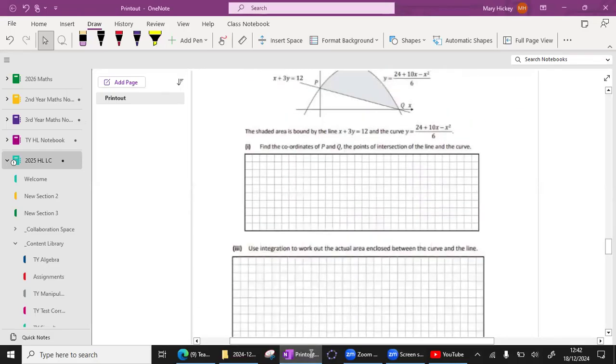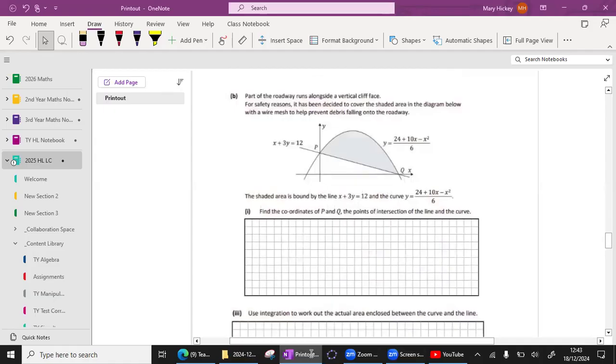Now, in the next one, we want to find out the area enclosed between the curve and the line. So what we have to do really is, first of all, we need to know the points of intersection, which you've been asked for in part one. And then we can get the area under the curve, which would be the whole thing. And then from that, we're going to take away the area of the triangle underneath. And that should give us the area of the shaded region.